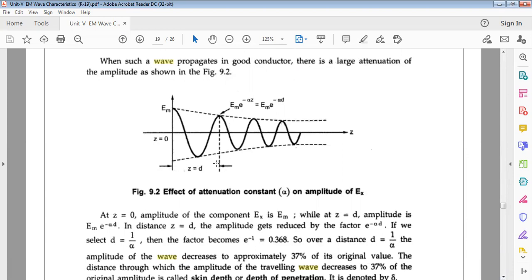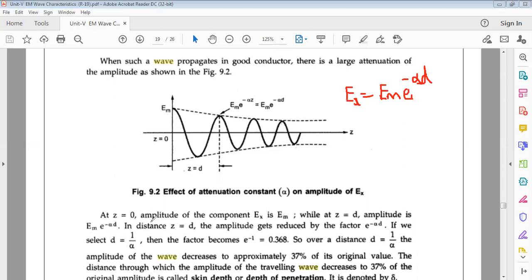When it travels to z is equal to t, because the Ex is traveling in the positive z direction, it starts from 0 and travels to z is equal to t. Em into e power minus alpha z becomes Em into e power minus alpha into the distance d. In the Ex, the amplitude becomes Em times e power minus the attenuation. There is a large attenuation of the amplitude, e power minus alpha, after traveling the distance.